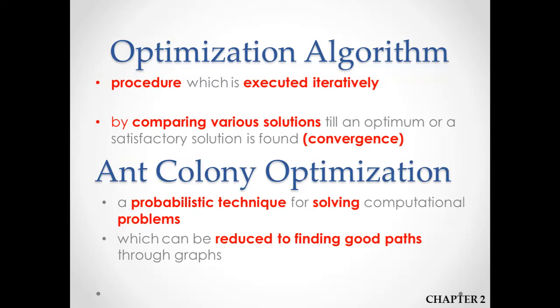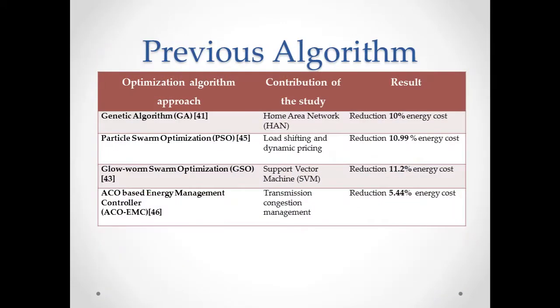So, in this research, the ACO algorithm is applied to find the percentage of energy or cost reduction that this algorithm can propose. As you can see in this table, it shows other algorithms that contribute to electricity cost reduction. The result is between 5.44% until 11.2% of cost reduction.